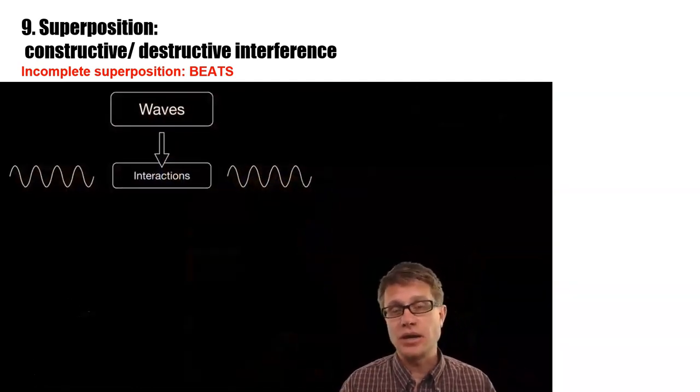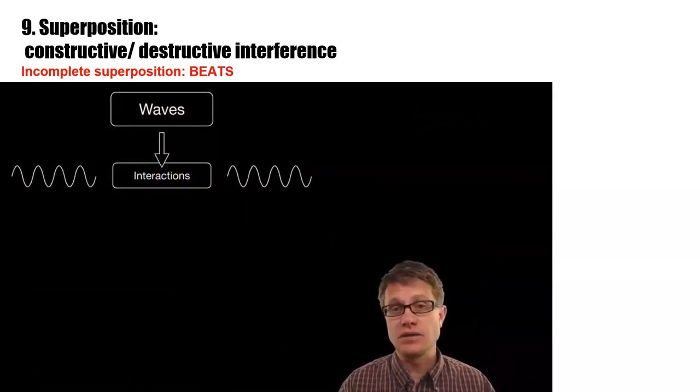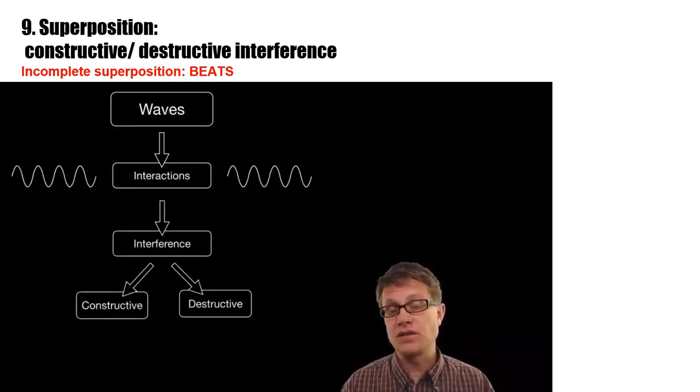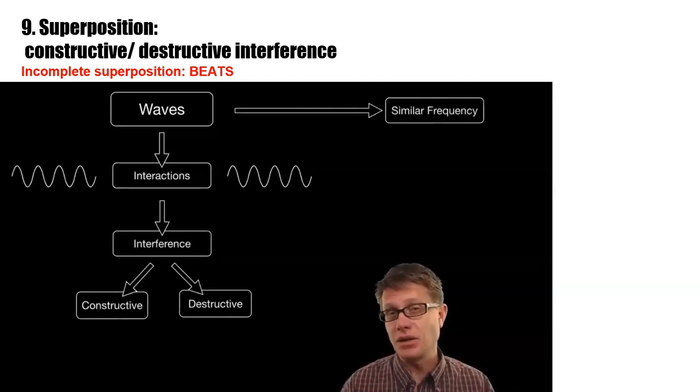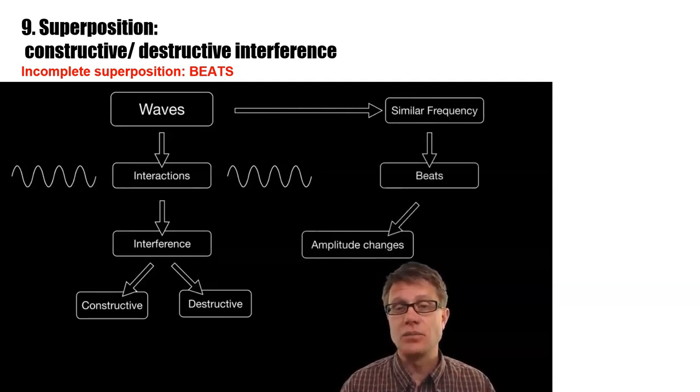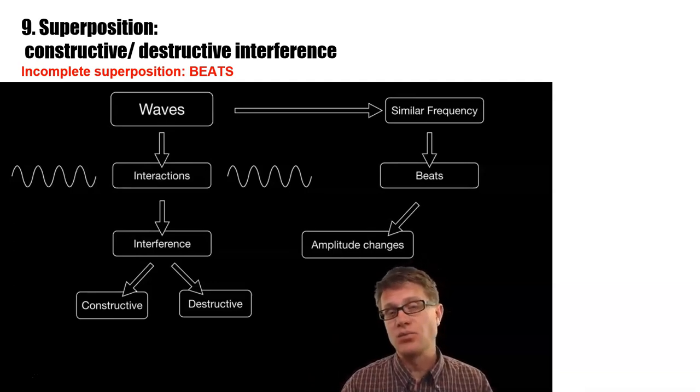And so waves, when they come together, will interact. And as they interact, they cause interference. Now that interference can be constructive, sometimes building up the wave or the summation of the waves, and sometimes it's destructive, it's tearing it down. But if those waves are very similar in frequency, what you get are these beats, and beats are going to be amplitude changes. In other words, the volume is going to go up and down and up and down due to this constructive and destructive interference. Now it's really easy to calculate the frequency of the beats.